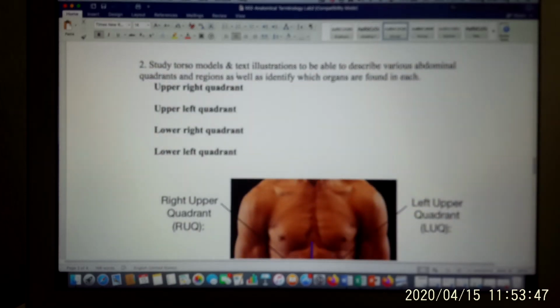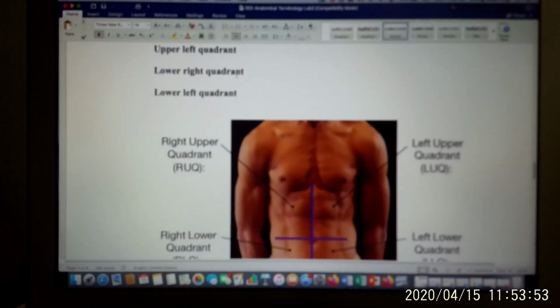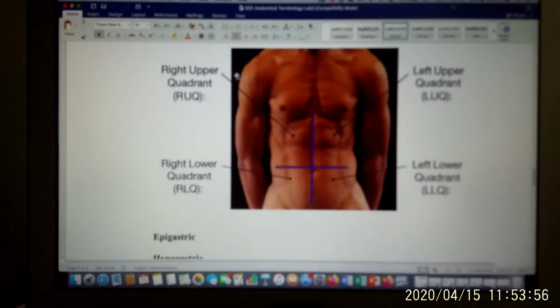And the second activity, you need to be able to know those 4 different quadrants. The abdominal pelvic cavity can be divided into 4 different quadrants. You have the right upper, the left upper, the right lower, left lower quadrants. I can give you an organ, ask you your liver stays in what quadrant. So your liver is in the right upper quadrant, that's around here.